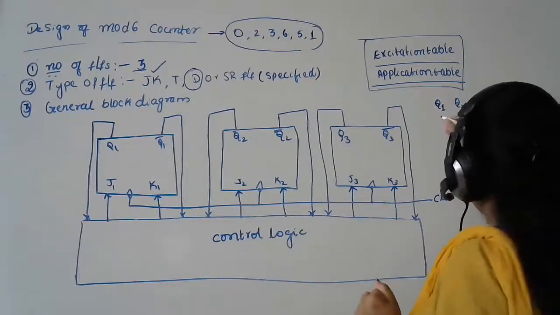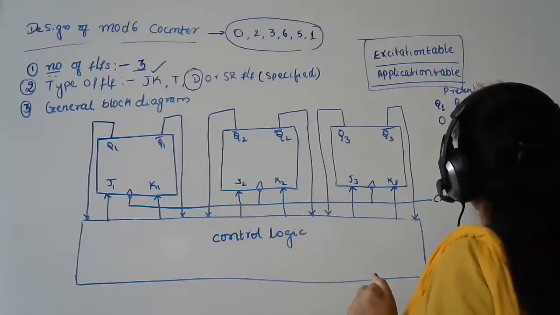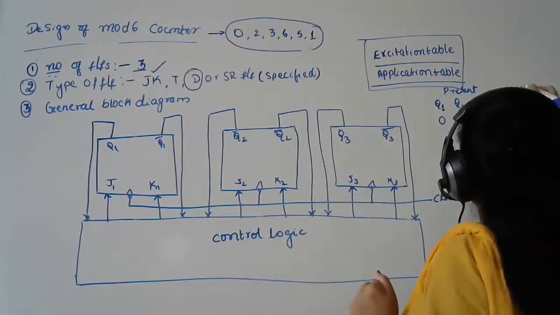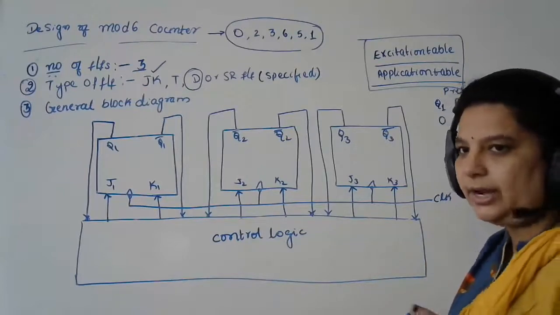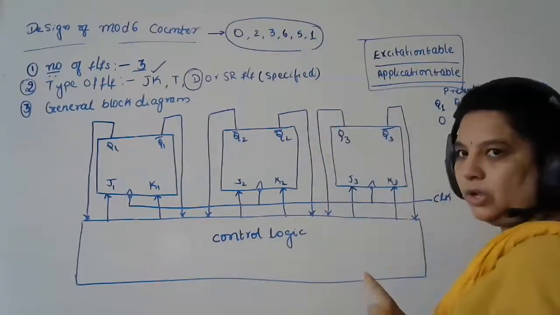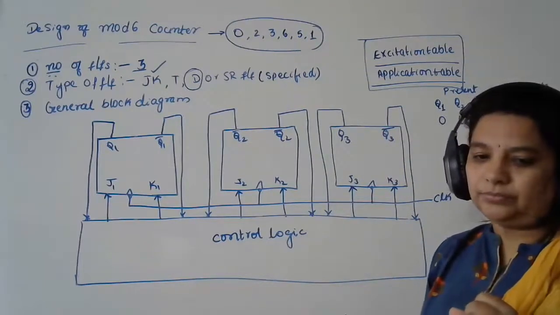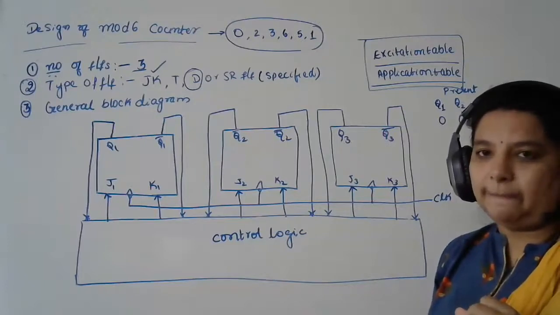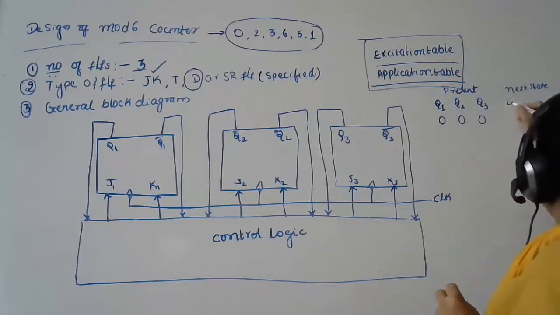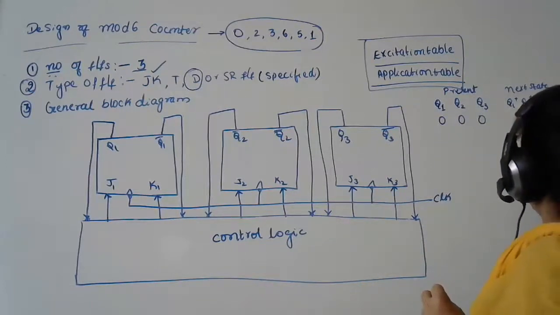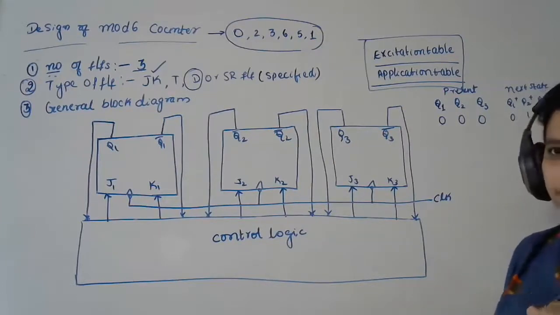Correct? So my first state was 0, 0, 0. Let me write it. This is the present state, and then the next state. We have two types of states: one is called the present state, the other is the next state. So my sequence was 0. If my present state is 0, 0, 0, tell me what should be the next state. 2 is the next state, right? That is nothing but Q1 plus, Q2 plus, Q3 plus. So 0, 1, 0 is the next state.